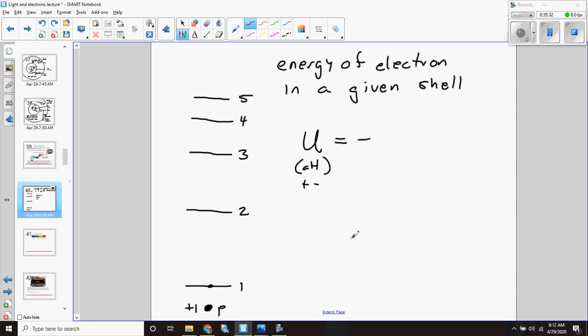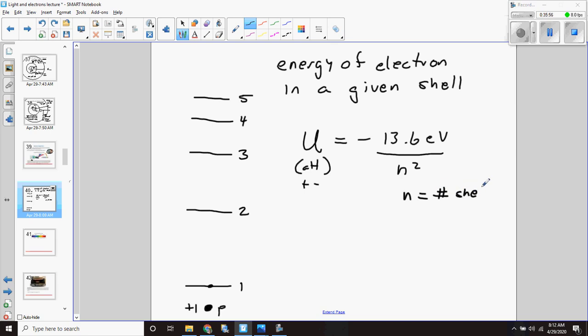And I'm not going to show you how to convert it right now, but I'm just going to write the equation. So the equation works like this: negative 13.6 eV. eV is a specific unit of energy called an electron volt. But I'm going to write this equation another way, and that's what we're going to use. So it's negative 13.6 eV divided by n squared, where n is equal to the number of the shell.